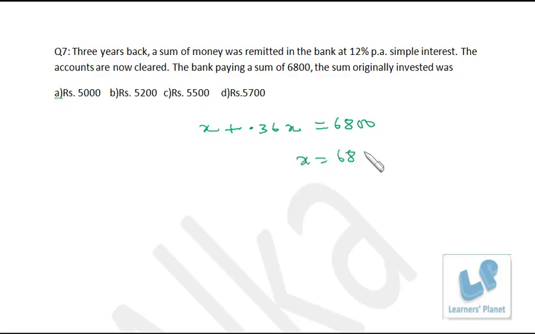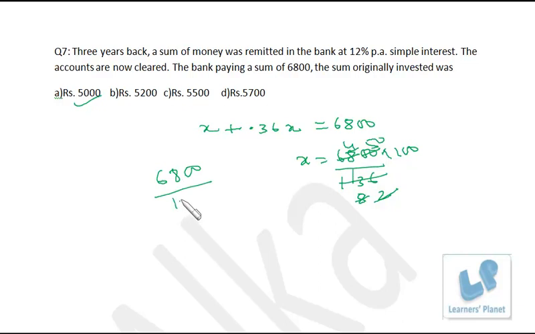So X is 6800 upon 1.36. So for 50 into 100, 5000. Okay, precisely your calculation is 6800 by 1.36, so that is 5000. Okay.